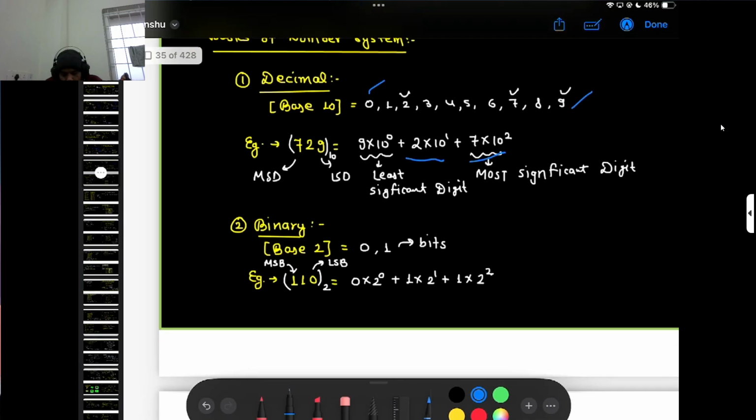And binary we already know is only base 2, that is 0 and 1. MSB is the most significant bit, and LSB is the least significant bit. The left part is always the MSB. So what do we add here? 2 to the 2 is 4, plus 2 is 6, and 0 here, so this is 6. Actually in decimal it is 6, base 10.